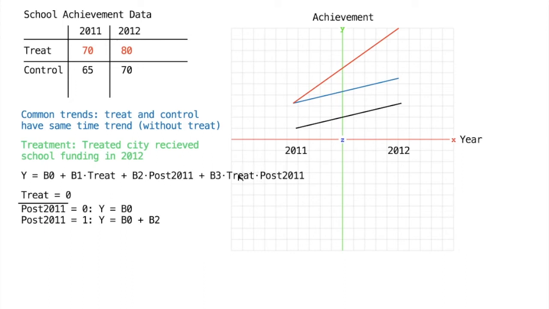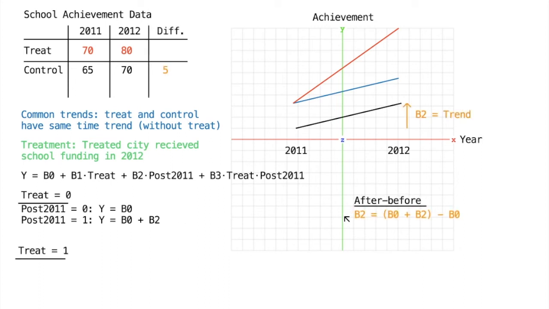The before-after analysis in the control group tells us that the school achievement in the control cities changes by beta 2 over time. We get beta 2 by subtracting the model implied achievement in 2011 from the model implied achievement in 2012 as shown here. Since the control group did not receive any school funding, we can think about this change in test scores over time being mainly attributable to a trend.